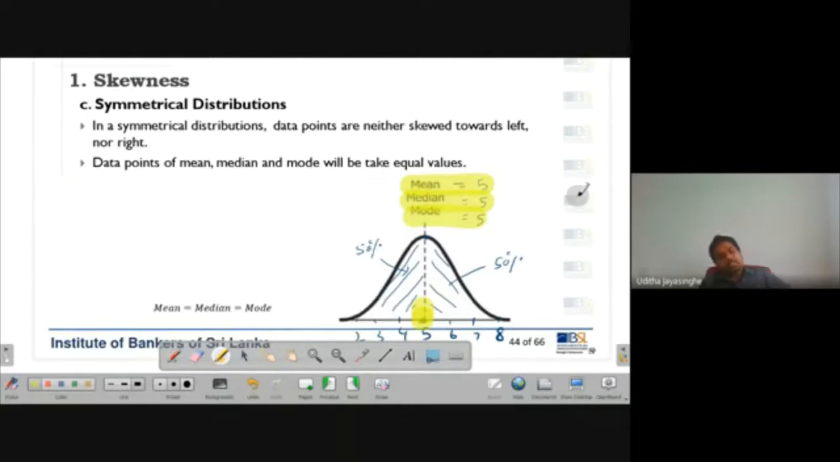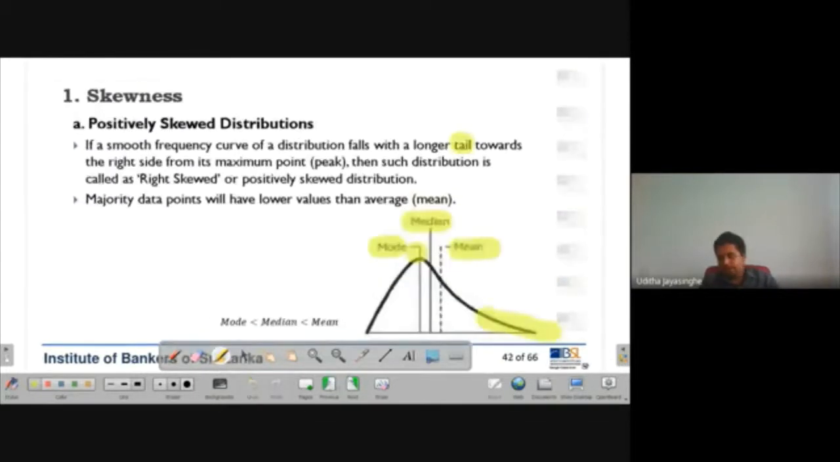So before we discuss the positively skewed or negatively skewed distribution, I really want to show you that in a symmetrical distribution, data points are neither skewed towards left nor to the right. Data points are centralized, so that mean, median, and mode will take the equal values and will be located at the one central place. That's a symmetrical distribution. Okay. With that in mind, now let me take you to the positively skewed distribution.